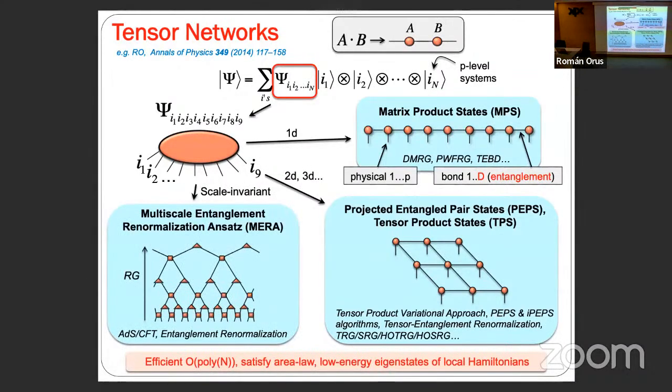You can be as creative as you want here, because depending on the entanglement structure and the amount of entanglement in the quantum state that you want to simulate, the state is going to have one tensor network structure or another. Here is an example of one that is very useful for critical systems. It's called the multi-scale entanglement renormalization ansatz, or MERA. I will not go too much into the details of this.